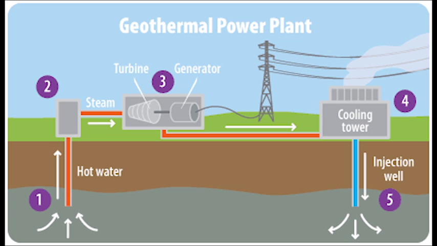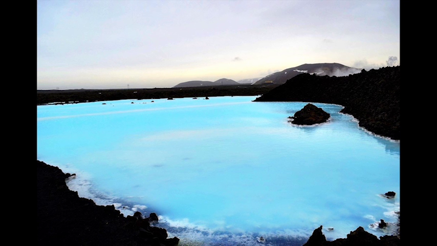The cooling tower cools down the previous water that was used. This water then gets injected back into the ground. This water can be put back into the ground or in special occasions put back into a system such as the Blue Lagoon. As many of you might know, the Blue Lagoon is a natural spring in Iceland.